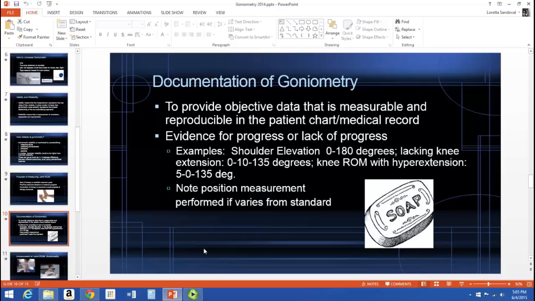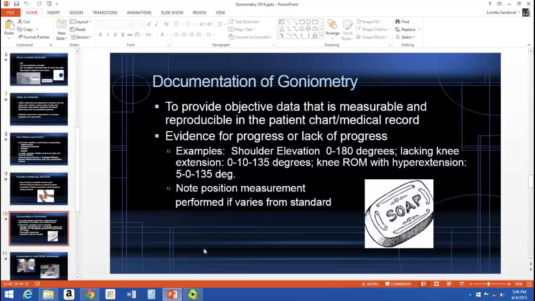Okay, so there are different ways to document knee extension. You could say somebody is lacking a certain degree of knee extension. So you could say you're lacking 5 degrees from full extension, full extension being anatomical position, also known as 0 degrees. You could say 0, minus 10, minus 135 degrees, meaning they're lacking 10 degrees from 0, and then they're flexing to 135 degrees. That's an unusual way to document it.